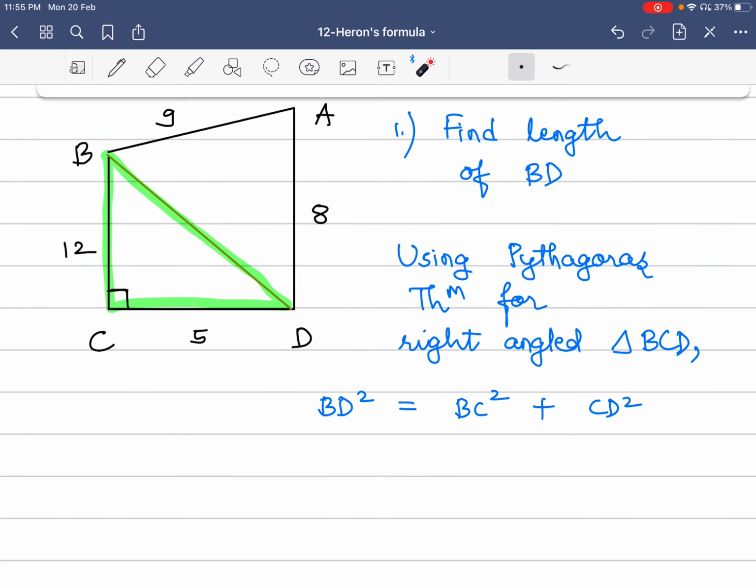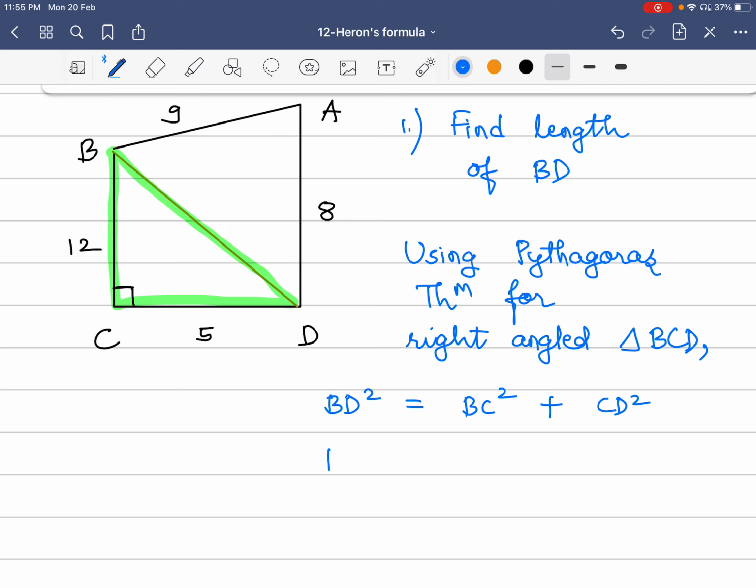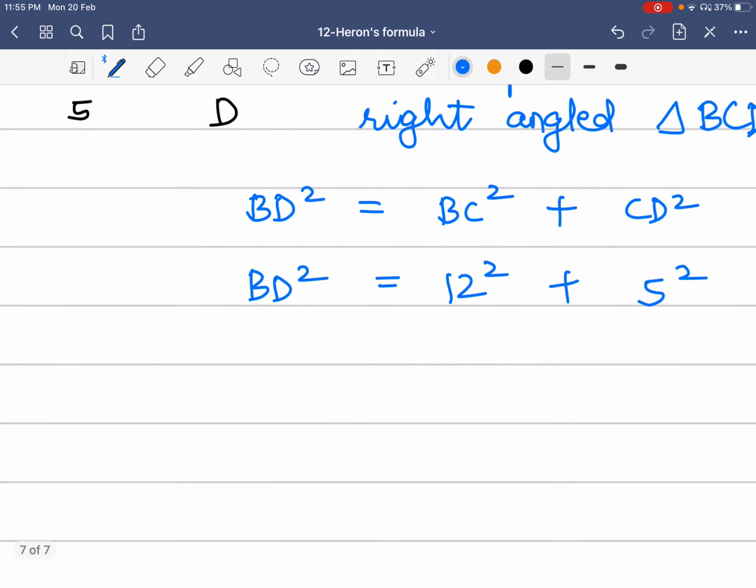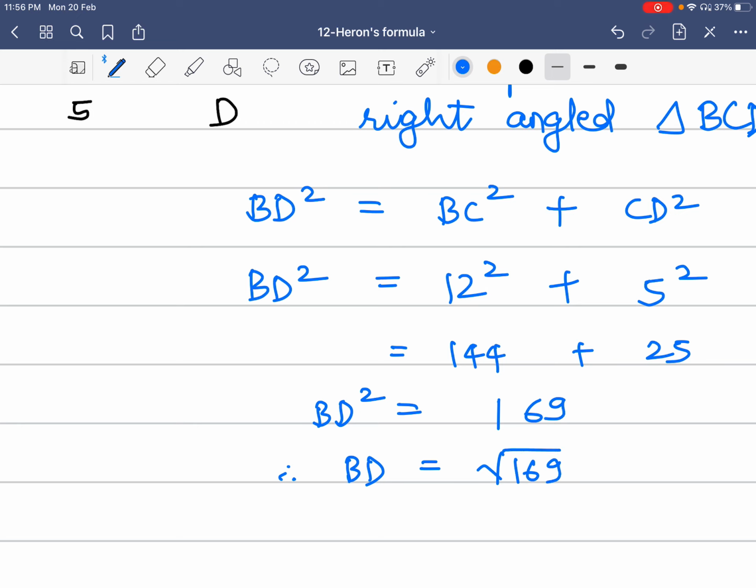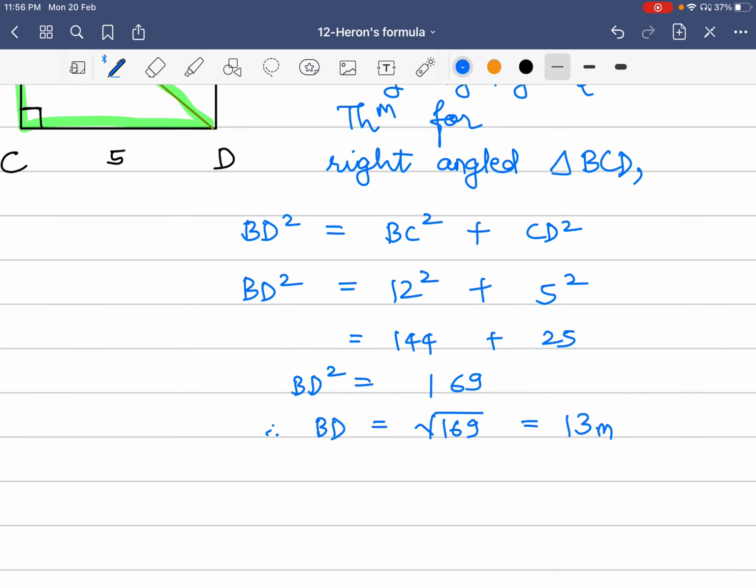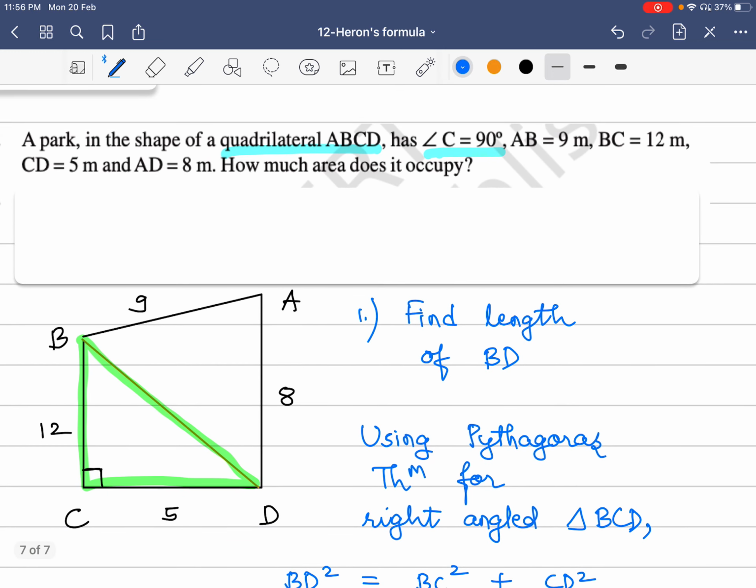So now let us substitute the values. BD square is equal to 12 square plus 5 square. Now let's focus on this and solve this. This is equal to 144 plus 25, that is equal to 169. So BD square is equal to 169, and therefore BD is going to be the square root of 169, and that is equal to 13. In fact it's going to be 13 meters because the unit is given to be meters in the problem itself. So everything is in meters.